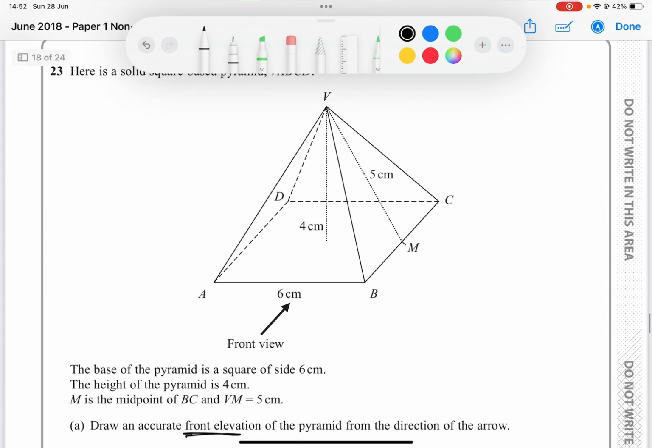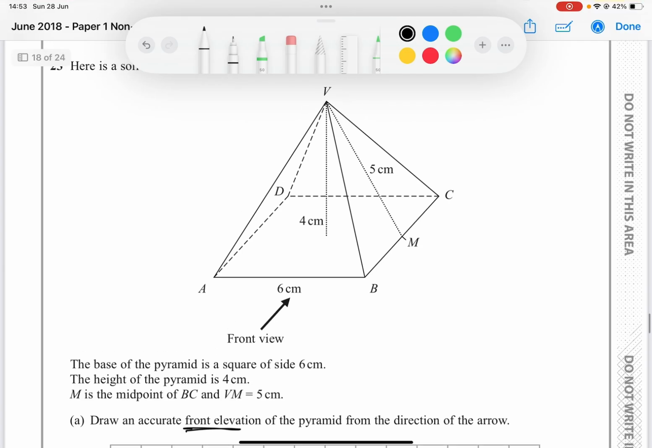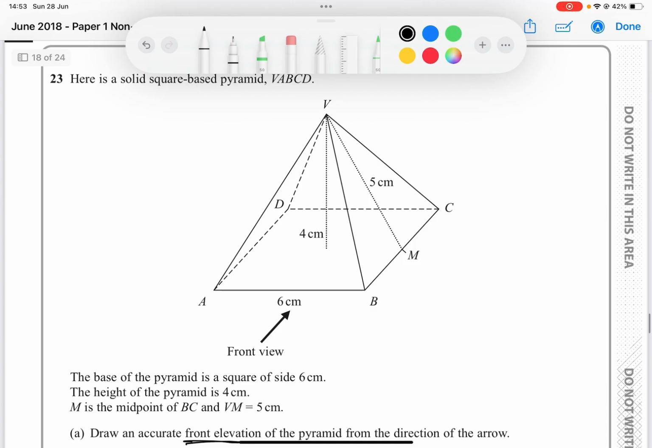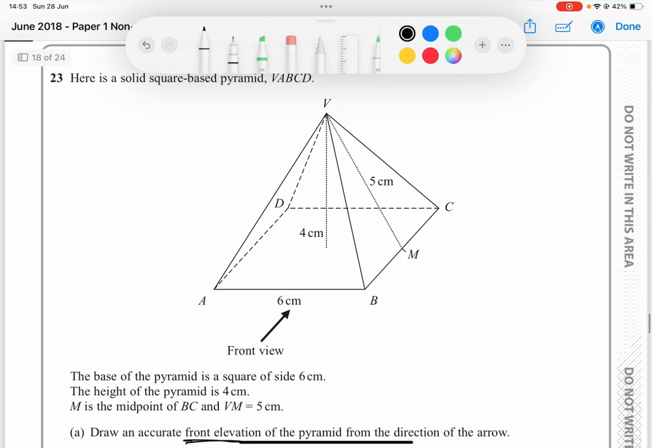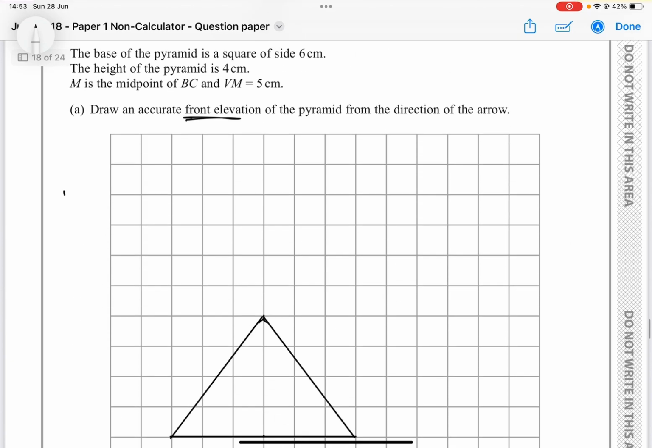So it says to work out the total surface area. Now I know that for the front and the back it is going to be a triangle. For the 2 sides, they're also going to be triangles. And then for the base, it's just going to be a square. Okay, so let's do this over here. Don't know if I can get 2 of them together.